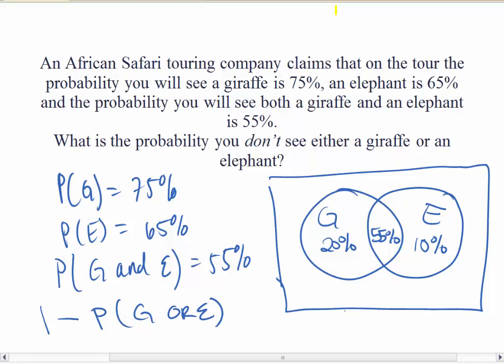Now, if I want to know the probability we don't see either a giraffe or an elephant, that's going to be this area out here, essentially not fitting into either of our circles. So if we add up these circles, we find that this is then 85%. So the leftover 100%, because that's what my entire sample space must be, minus 85% will be 15%.